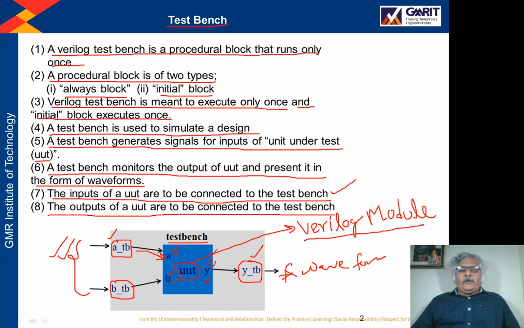So you see this point, the inputs of the UUT. These inputs A and B are to be connected to the test bench. So they are connected to the test bench A_TB and B_TB. And the output of the UUT in this case is Y, and this is connected to the test bench. So in the test bench we have one pin Y_TB. With that it is connected.